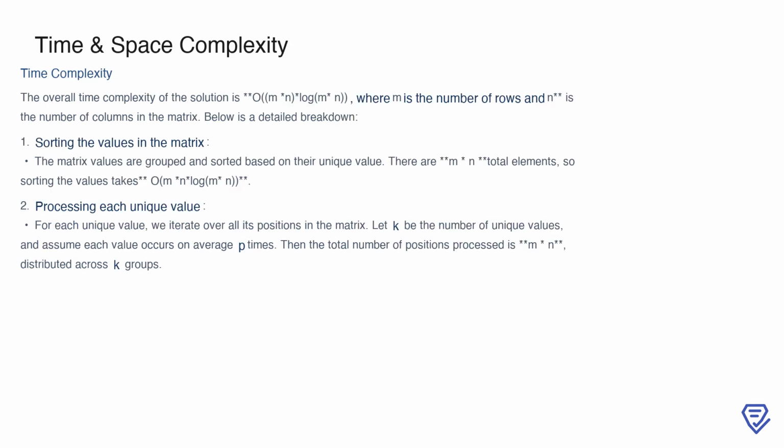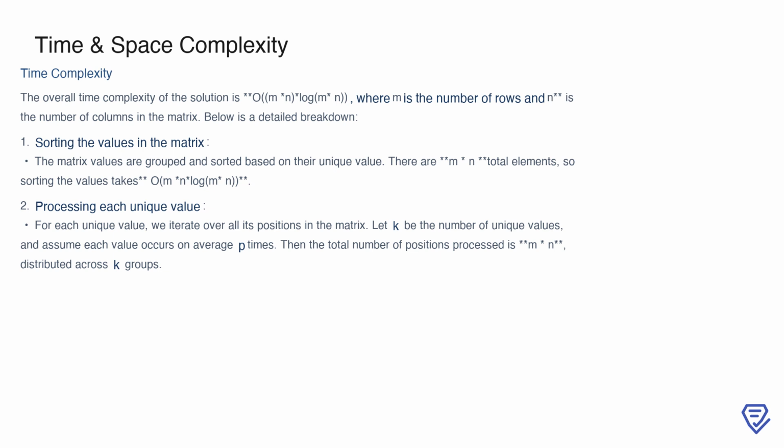The time complexity of this solution is determined by several key operations. First, we start with sorting the values in the matrix. Since there are m times n total elements in the matrix, sorting them requires O(m * n * log(m * n)) time. This is because sorting is typically performed using algorithms like merge sort or quicksort, which operate in n log n time complexity.